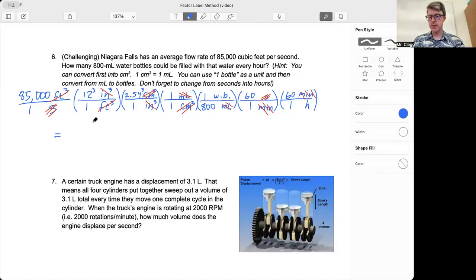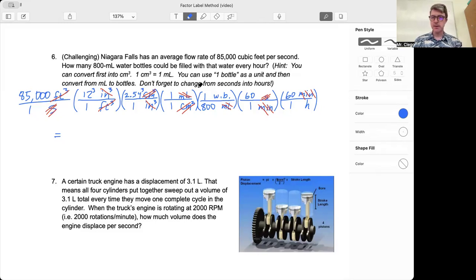Times 2.54 to the power of 3. All right, skip this, I got ones. Now we're going to divide by 800. We're going to times 60, and we're going to times 60 again, equals.